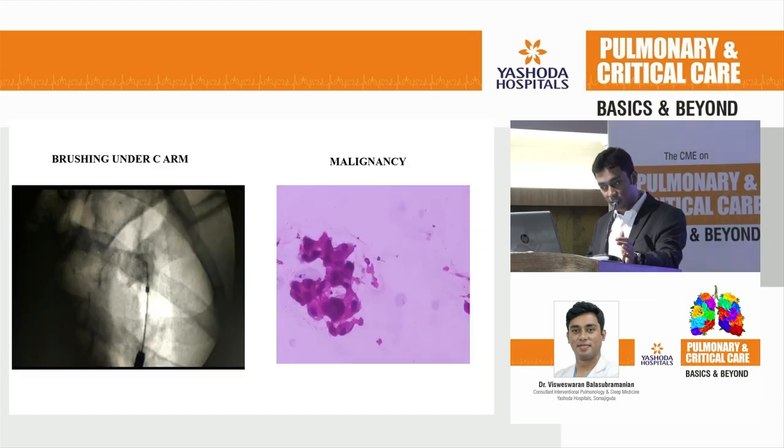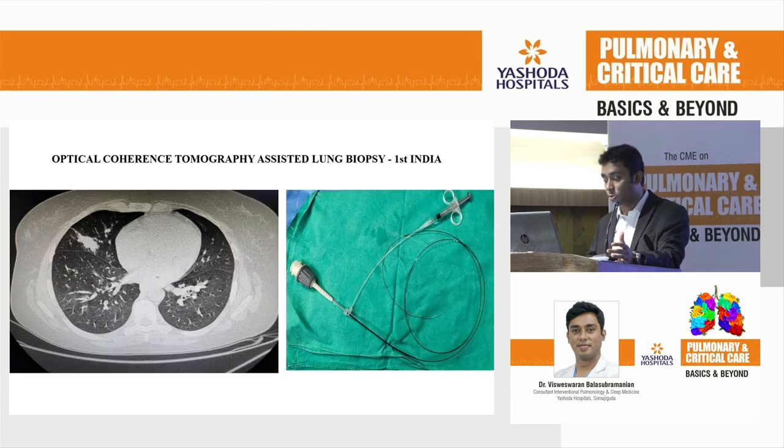You localize the lesion, you take the biopsy, and on table your pathologist gives the diagnosis whether you are dealing with a malignancy or tuberculosis. In this case, the patient came out to be a malignancy, staging EBUS was done, and lobectomy was done the very next day, and the patient was sent home.